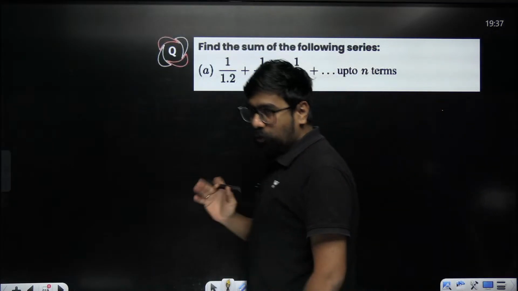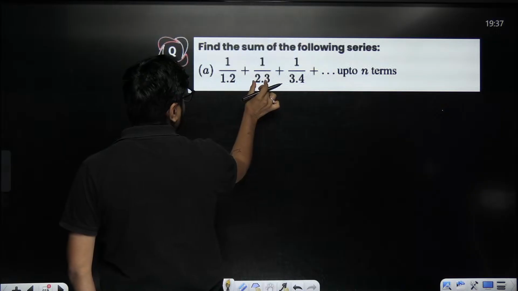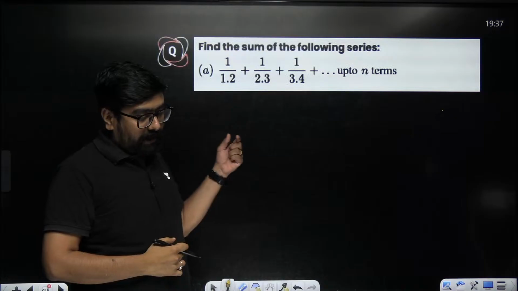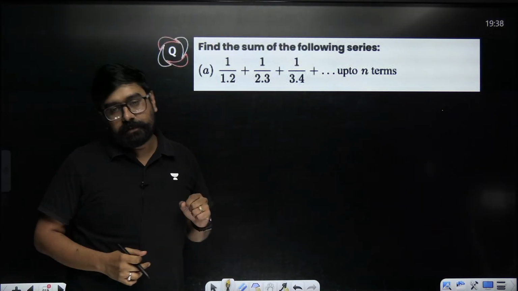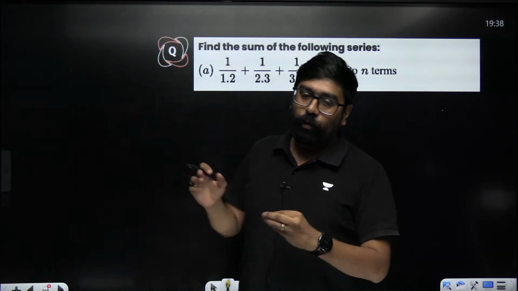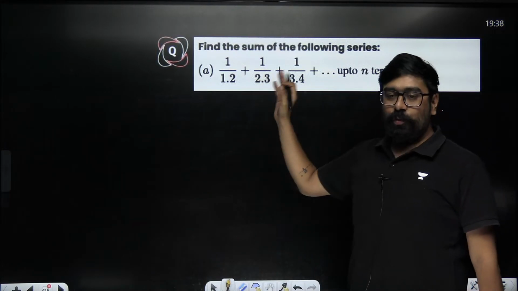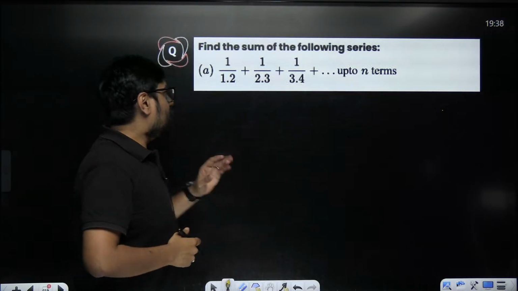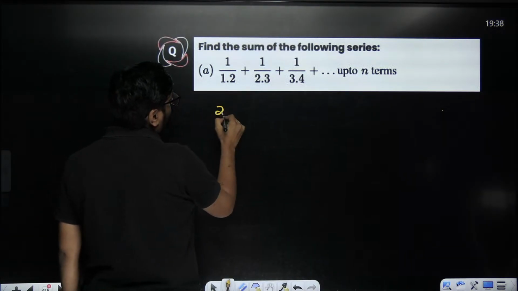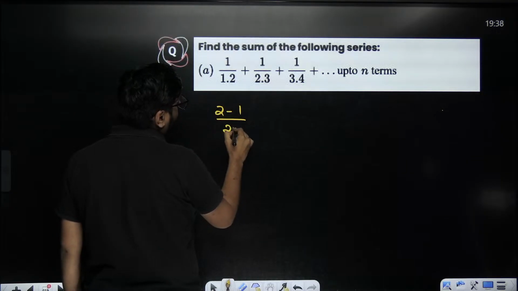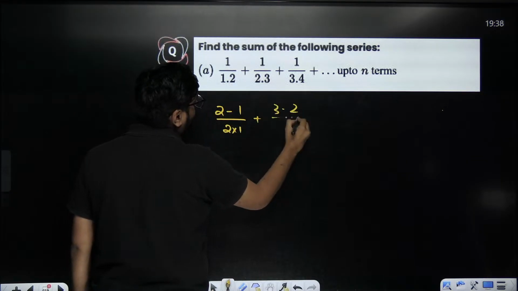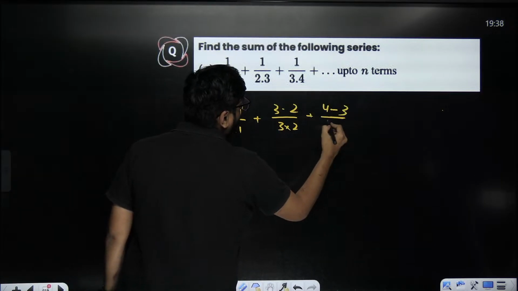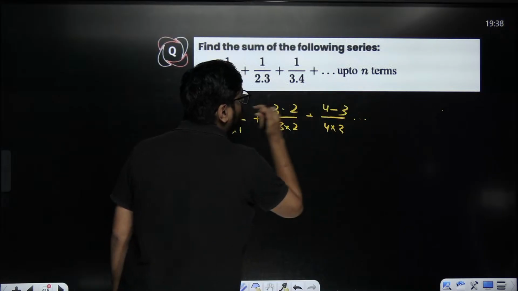Now whenever this happens, closely observe the difference between the terms which are being multiplied in the denominator. 2 minus 1 is 1, 3 minus 2 is 1, 4 minus 3 is 1. The difference between the product terms is constant. So we can write the same thing as 2 minus 1 divided by 2 into 1, plus 3 minus 2 divided by 3 into 2, plus 4 minus 3 divided by 4 into 3, and likewise it will keep going on.